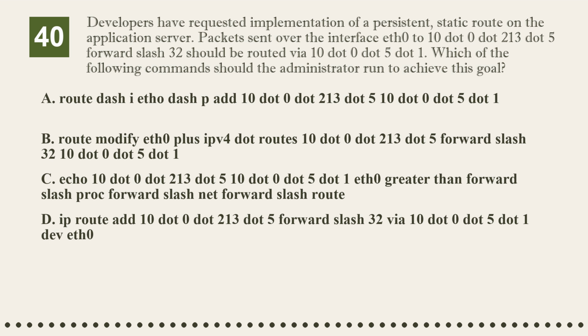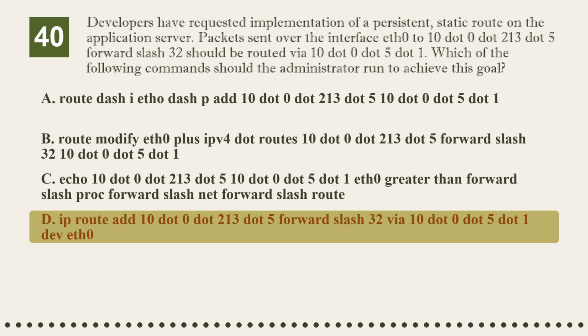Option C, echo 10.0.213.5 10.0.5.1 0 > /proc/net/route. Option D, ip route add 10.0.213.5/32 via 10.0.5.1 dev eth0.